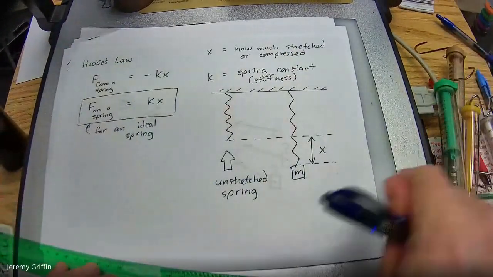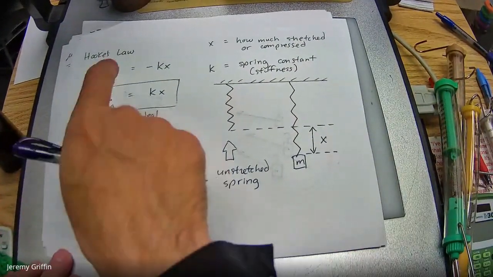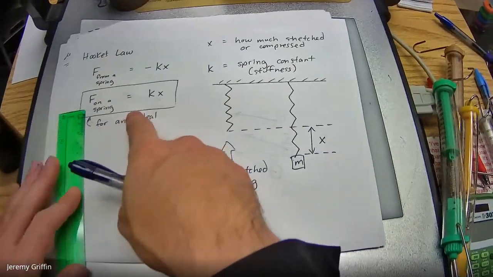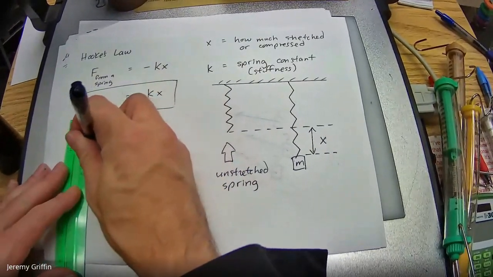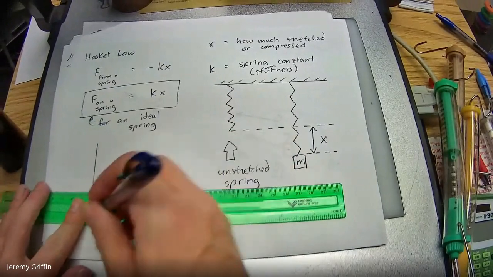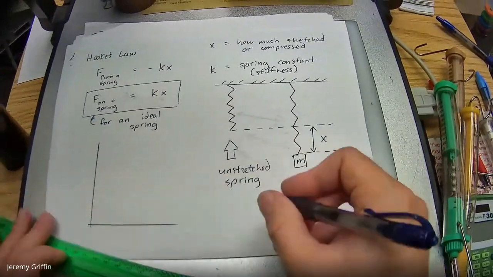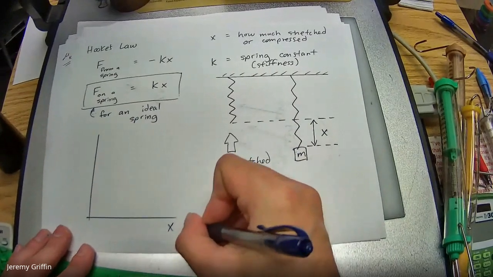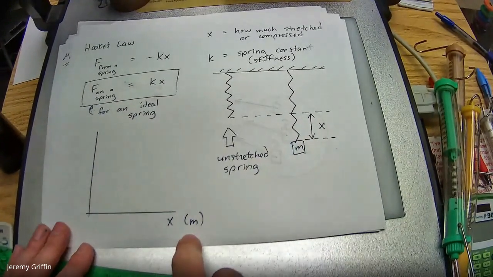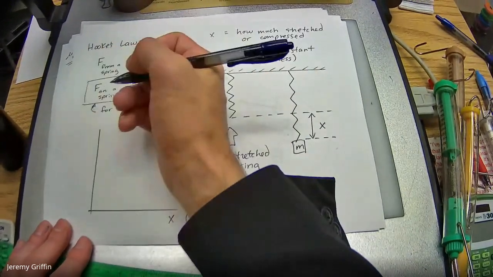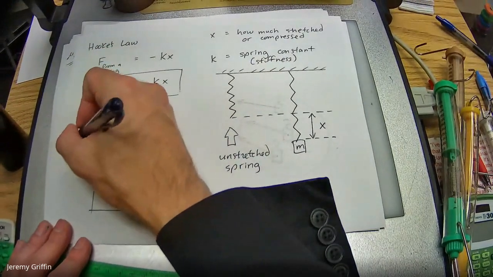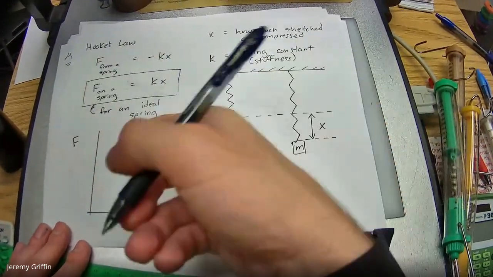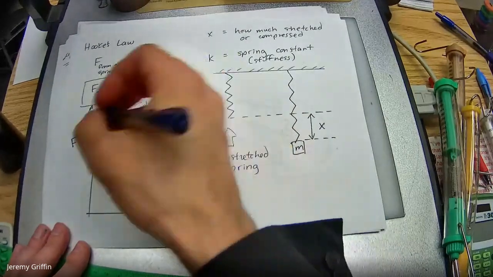Right before I do that, though, I want to make a graph with you guys. Let's graph this right here. Let's graph the force versus, say, stretch amount. So pick some axes. I'm going to put how much it stretches, or compresses for that matter, in meters on the horizontal axis. Let's say the resulting force, or the force on the spring, in newtons.